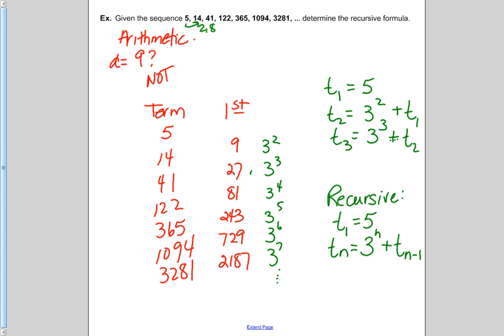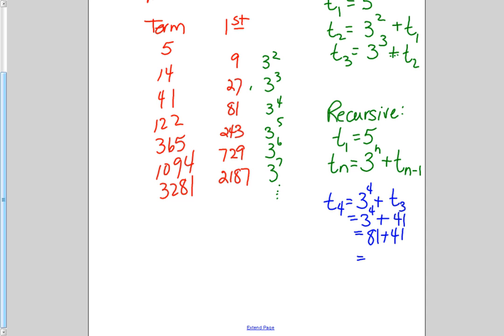Let's jump down to T. We looked at T1, T2, T3. Let's look at T4. We're saying our answer should be 3 to the 4 plus the value of the third term. So that would be 3 to the 4 plus the value of T3, which is 41. 3 to the 4 is 81. 81 and 41 is 122.